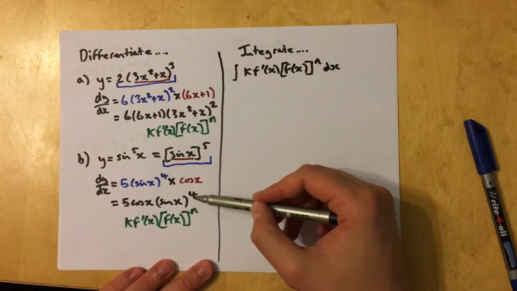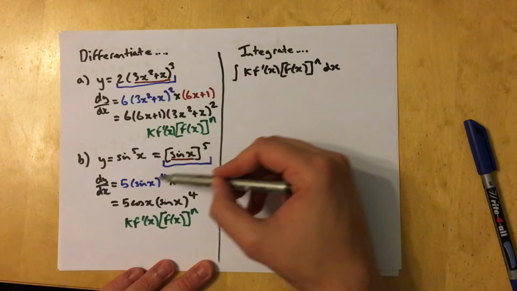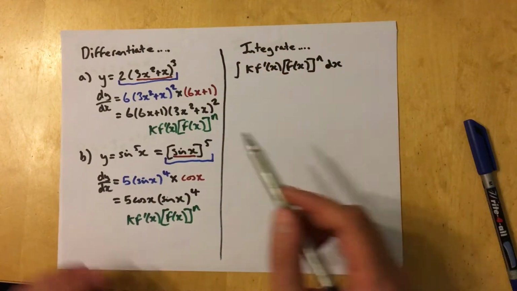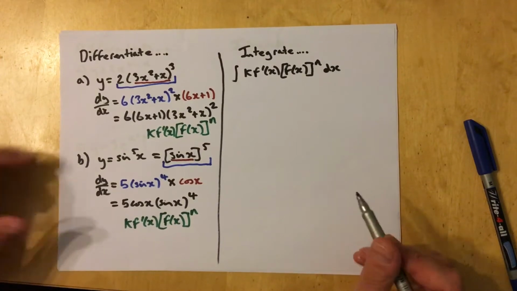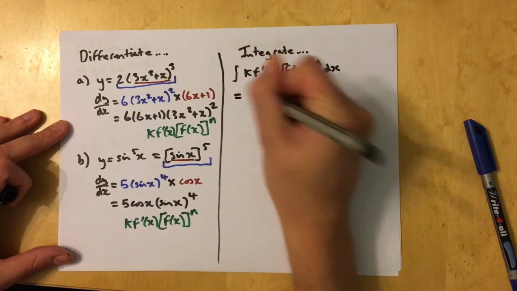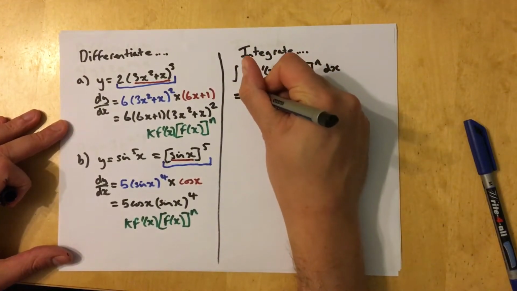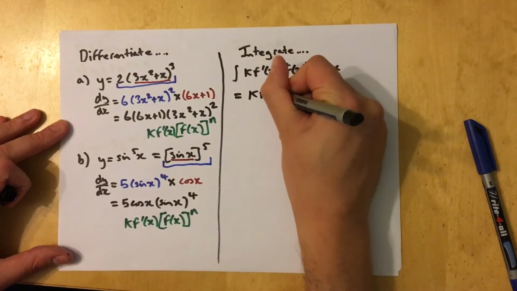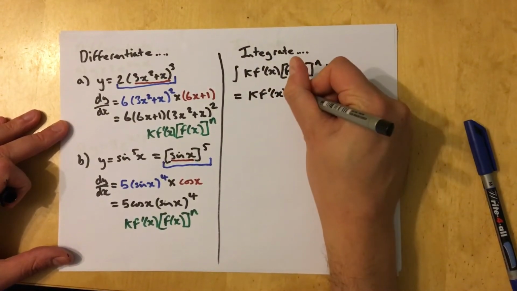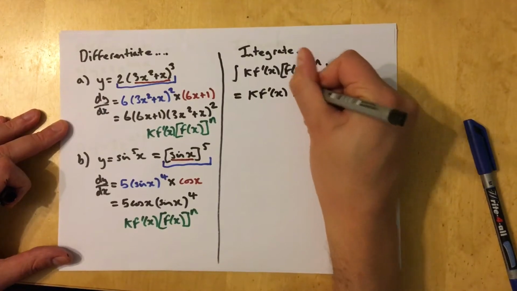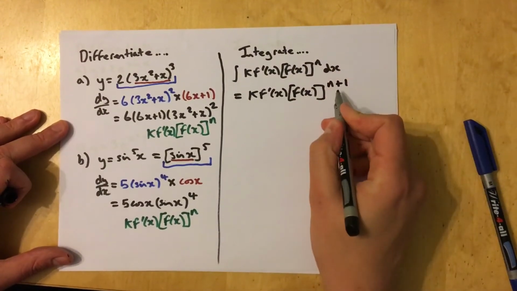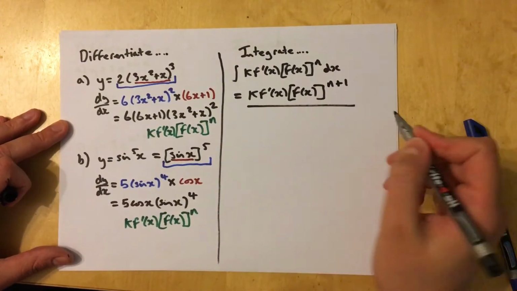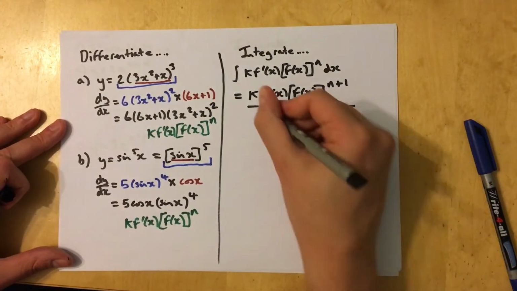Okay. Now, if we think about reversing the steps here, what's happened each time is the power's been reduced by 1. Okay, so 5 to 4, 3 to 2. And we've multiplied by the derivative of the inner function. So if we reverse those steps, we're going to leave everything as it is, but we're going to increase the power by 1. Okay, and then we're going to divide by this new power.